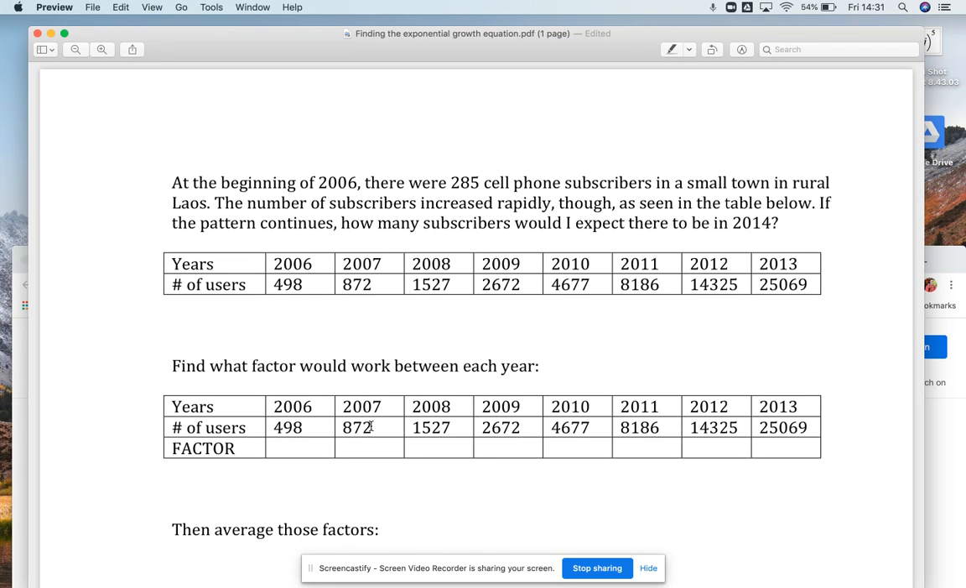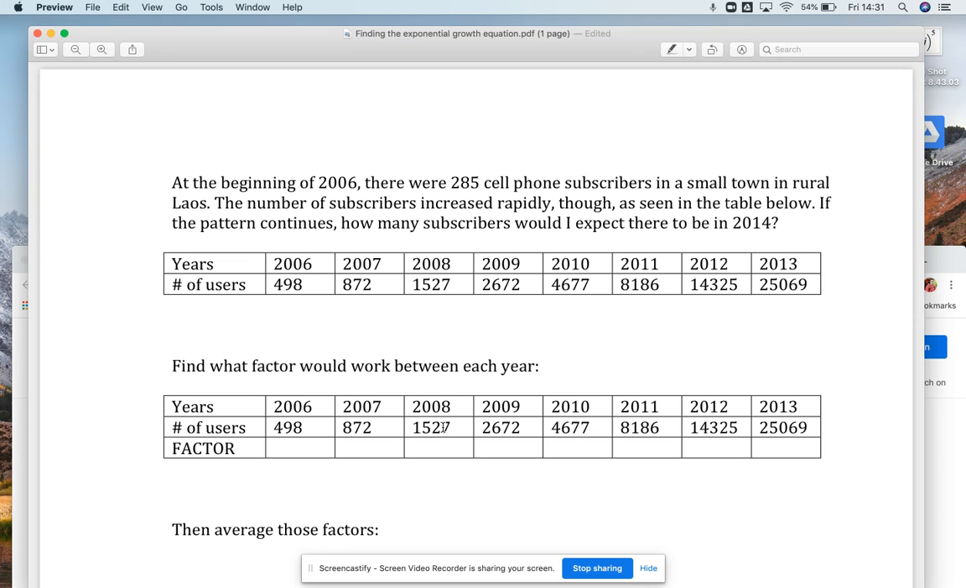Well, working backwards, we use the opposite of multiplication. What do we multiply by to get this? We would do division. 872 divided by 498 will give us the growth factor. And so when I throw that into my calculator, 872 divided by 498, I get 1.7510 as my growth factor, and I can write that right in here.